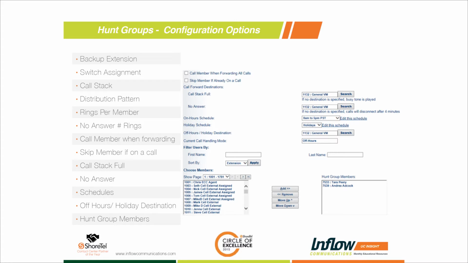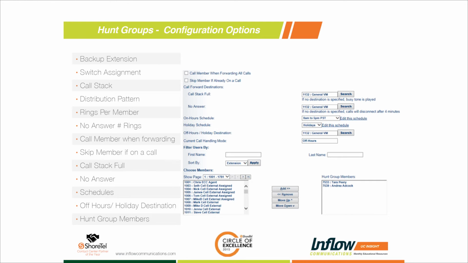So now we have our call forwarding options here. We have our call stack full, so if there's a 9th call that comes in, what do we want to do with the call? In this case, we're going to send it to a voicemail box because we figure 8 calls is enough for the customer service hunt group to handle at a time. Our no answer after 4 rings, we're going to send the call to a voicemail box for the customer service group. That could also be an auto attendant, like I mentioned, or another hunt group as your no answer destination.